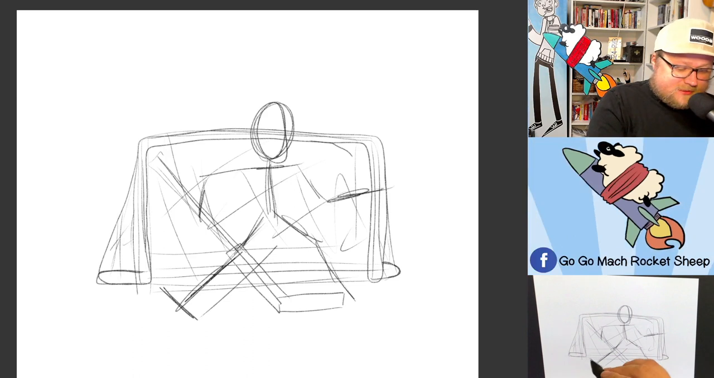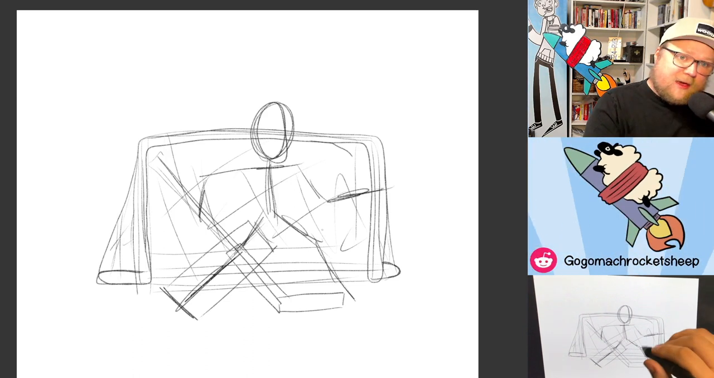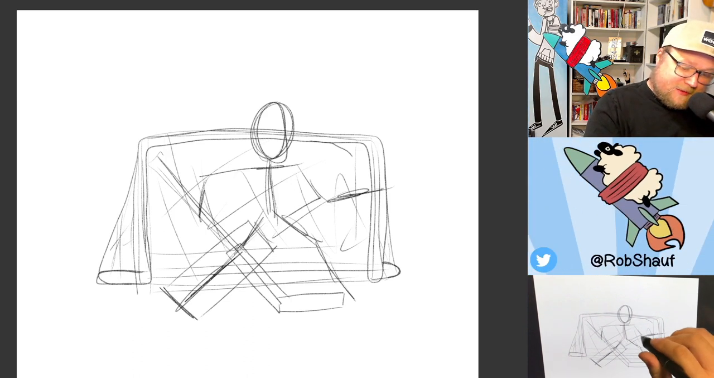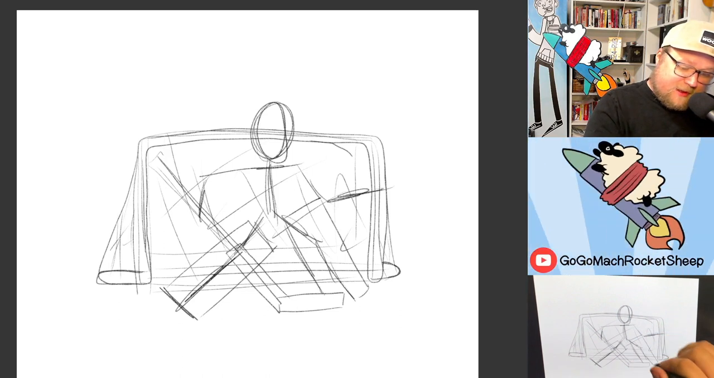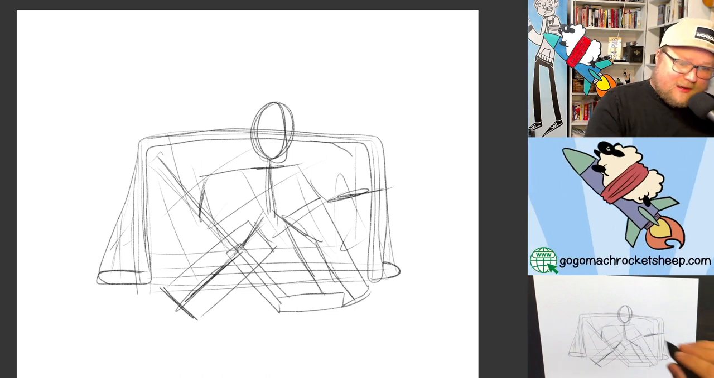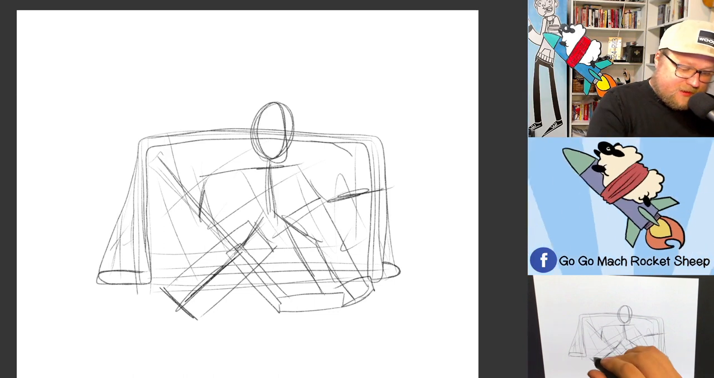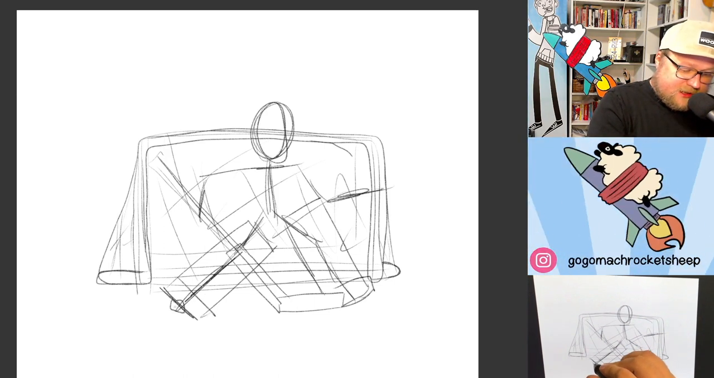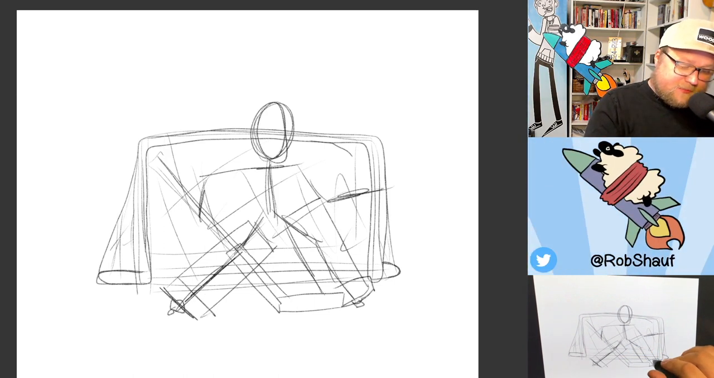pad comes up like this. It's just a big old rectangle. And then this pad comes up like this, and it's a big old rectangle, and it covers a lot of the actual anatomy of the person. And then there's the little skate popping out the bottom.